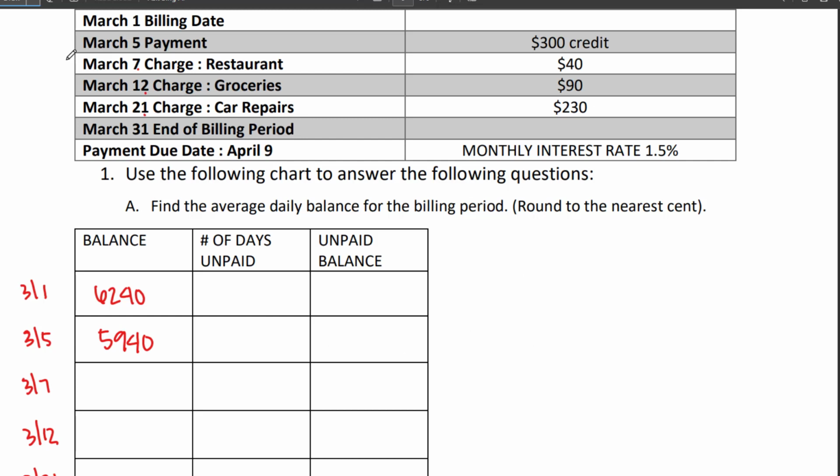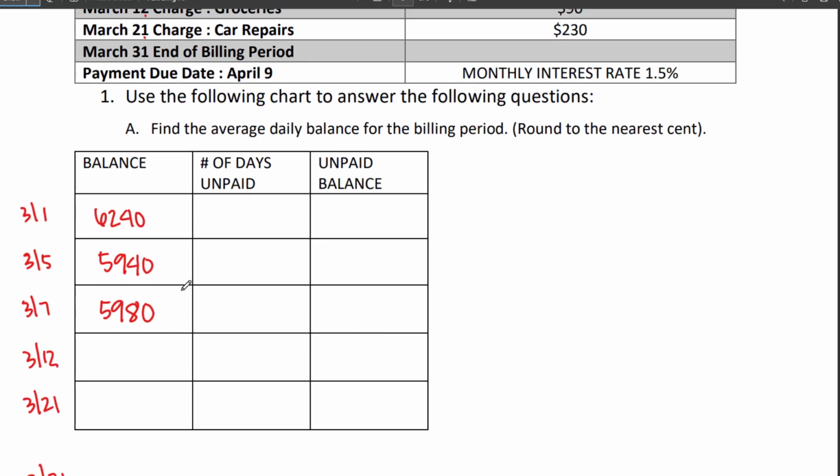okay, our next transaction is a charge. In fact, the next 3 transactions, we charge our card. We go to the restaurant, we buy groceries, and we fix our car. On March 7th, we go to a restaurant and we spend $40. So we are using our credit card. That $40 is getting added to our balance. So $5,940 goes up $40 to $5,980. On the 12th, we buy groceries for $90. $5,980 goes up $90. Our new balance is $6,070.